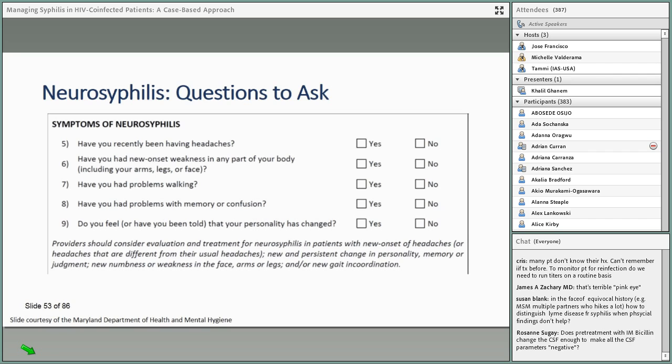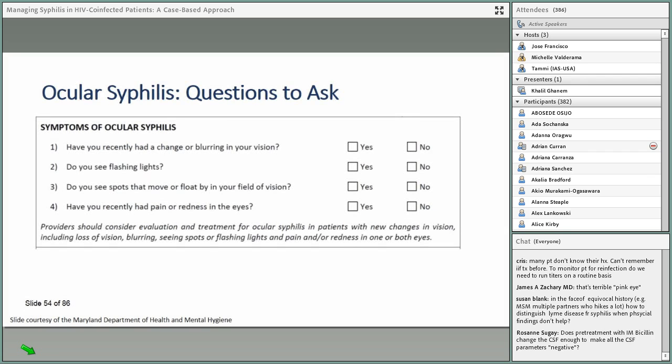So CSF exam is necessary for those who have neurological signs and symptoms, not necessary for those who have isolated ocular or otic signs and symptoms. I hope that clarifies this issue. So just to summarize, who should get a CSF examination?